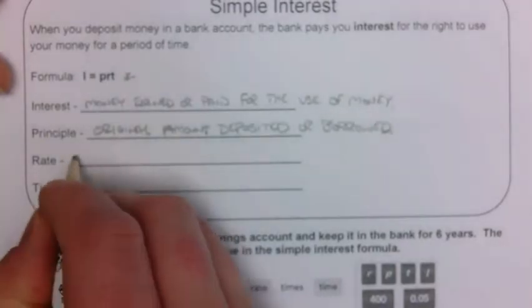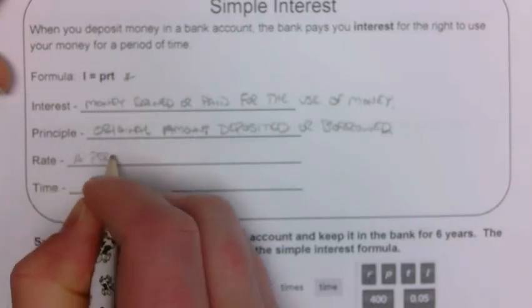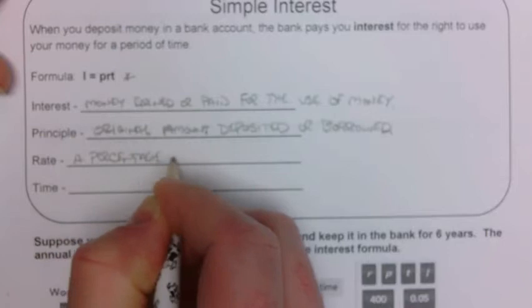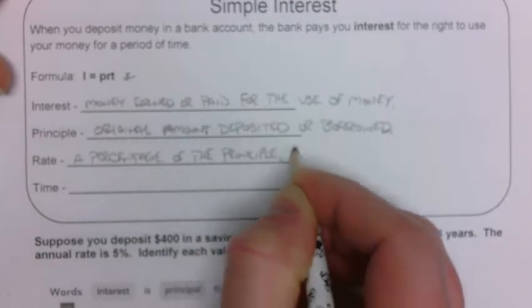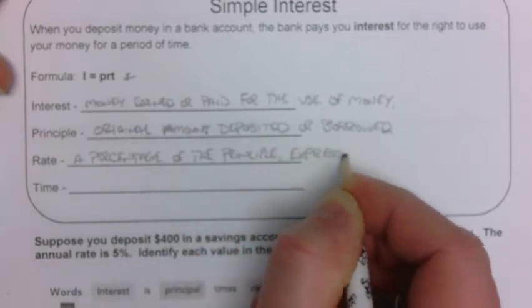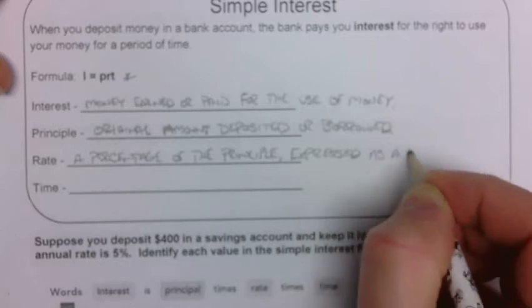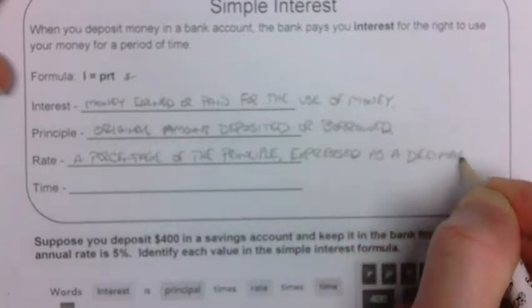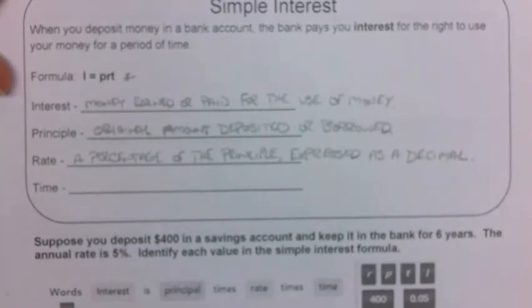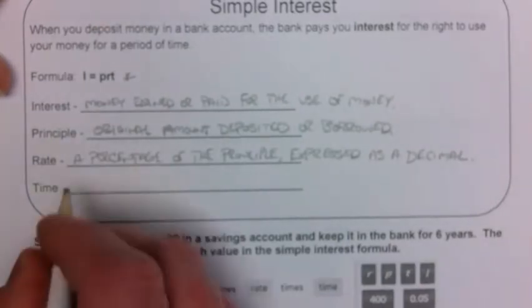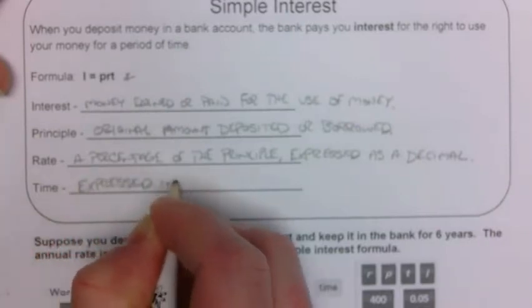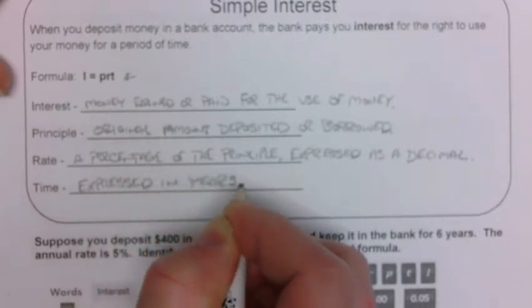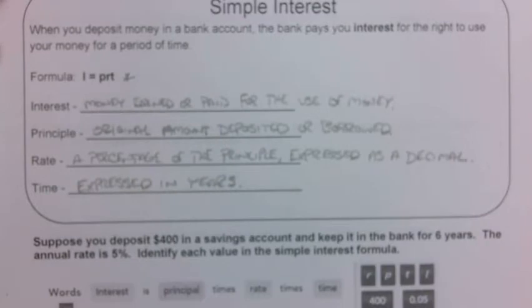Okay, the rate. This is a percentage of the principal, and it's going to be, when we use our equation, expressed as a decimal. So just like we've done with our other equations, when we give the percentage in the question, we change it into a decimal when we use the equation. Time for this equation is always expressed in years. Okay, how many years did you leave the money in the bank? We'll talk about what to do later on if they give you the amount of years in months.